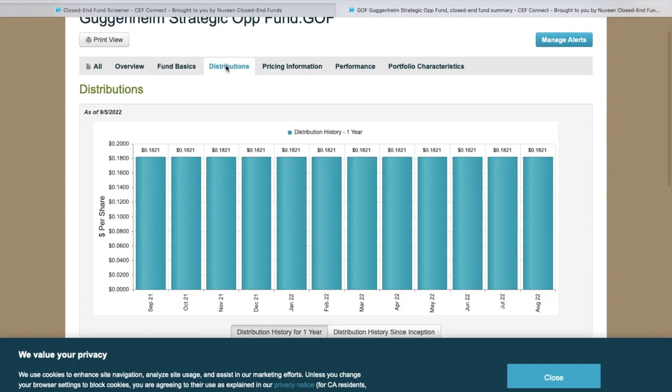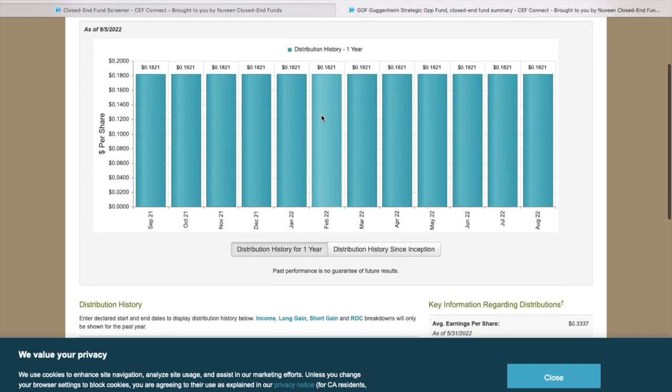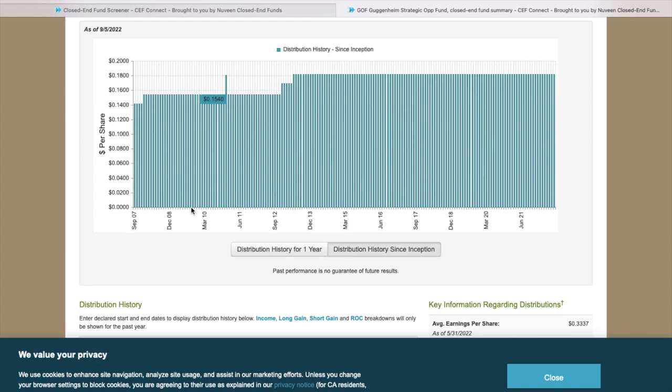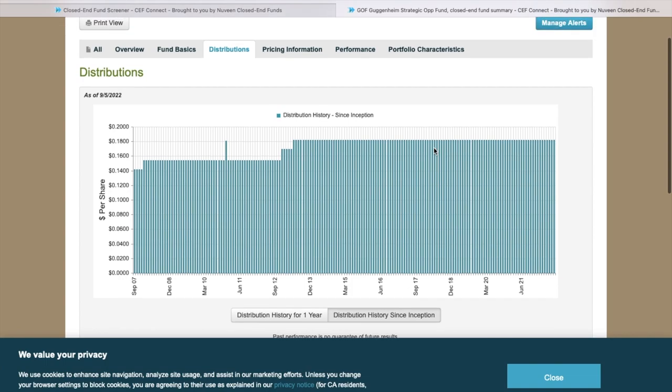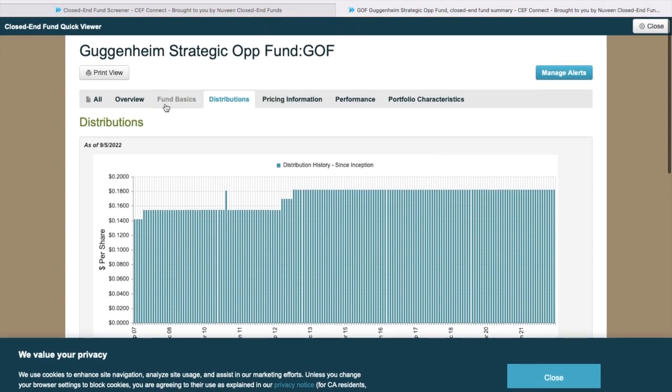And then if you want to look at distribution history, you can click on that, and it shows what it's paying out every month. If you want to see when historically it started, this thing was all the way back in '07 during the financial crisis, and it continued to pay every month, even through all those bad times. So it's a definite steady payer.